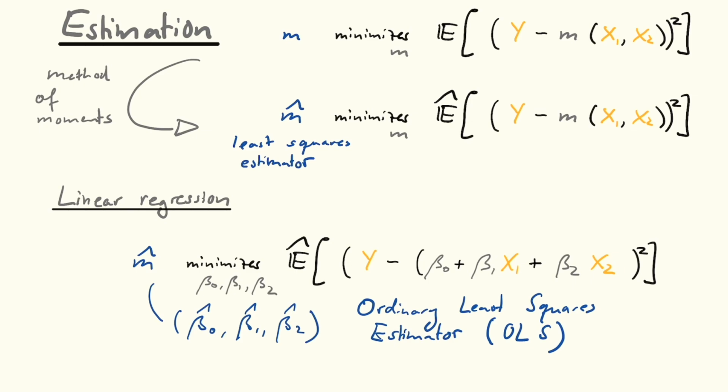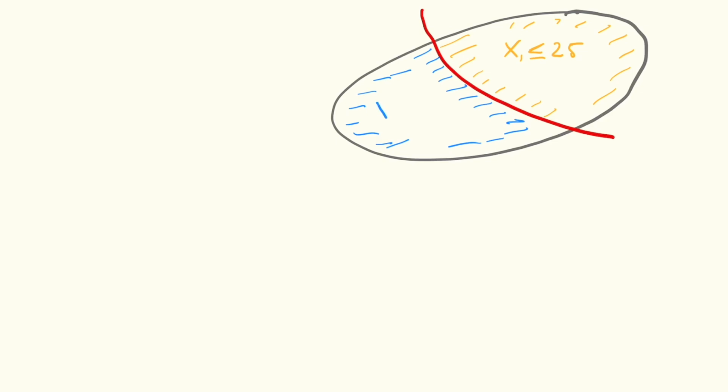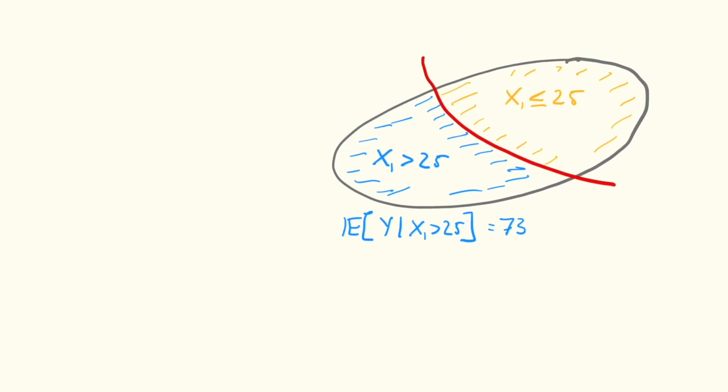Not quite. Let's look at an example. Suppose that these are all the classrooms in our population. Let's split our population in half. In the orange half, classroom size is less or equal to 25. In the blue half, class size is larger than 25. Let's suppose that the average score in the blue subpopulation is 73, and the corresponding average in the other subpopulation is 71.